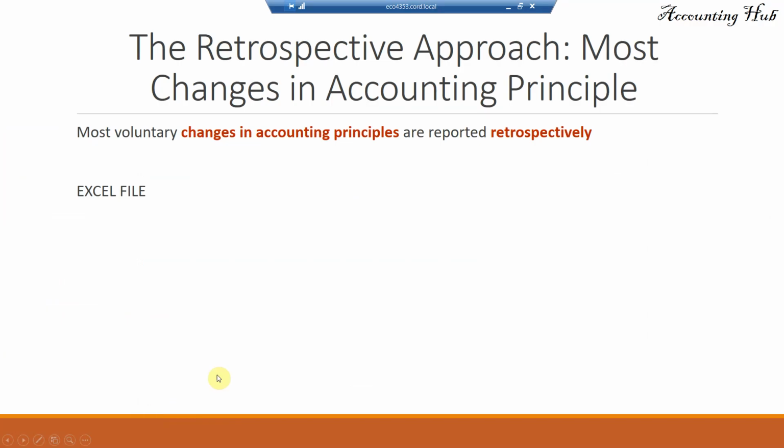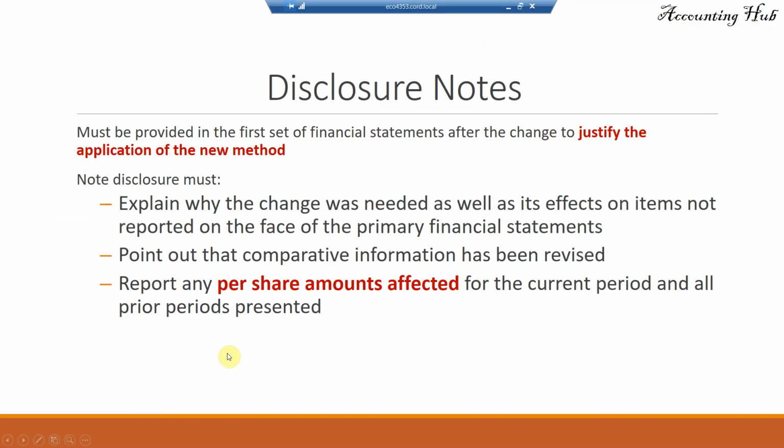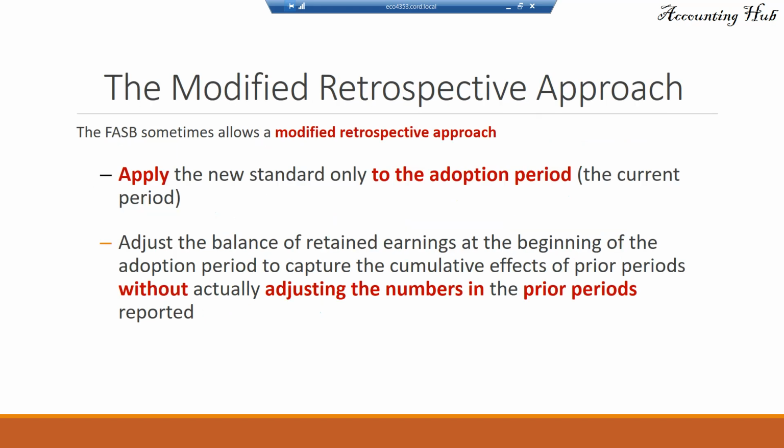Okay? And disclosure note. We need to create a huge disclosure note here. Justify the application of the new method. The disclosure must explain why the change was needed. Comparative information has been revised and report any per share amounts affected for the current period and all prior periods, just like we did in our Excel file.